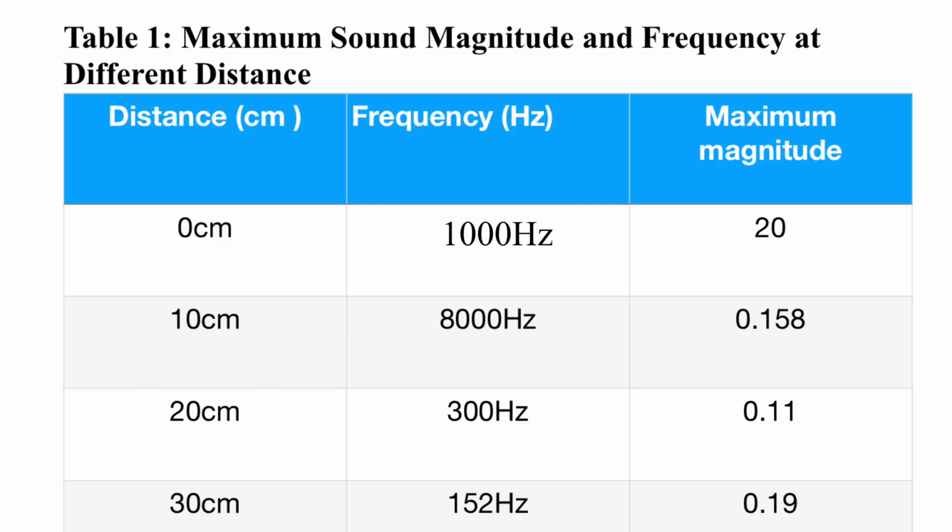Okay, now look at the simple table that I already made. At 0 centimeter, the sound is very strong at 20, but at the 10, 20, and 30 centimeter distances, the true sound disappears. The graph only shows more room noise under 0.20. So the data support my hypothesis. If the distance increases, then the sound magnitude decreases. This happens because sound loses energy when it travels through the air.